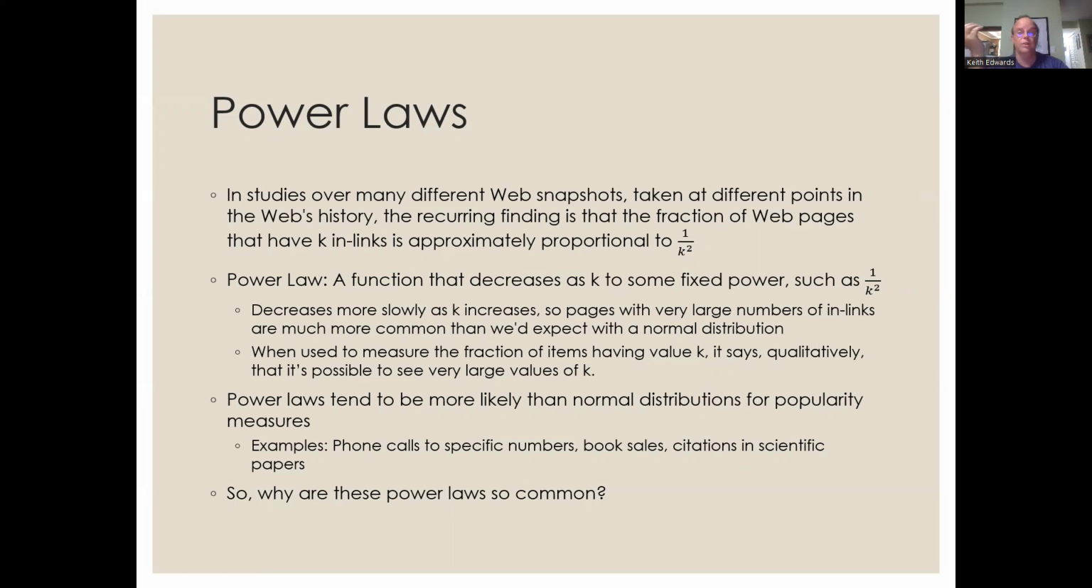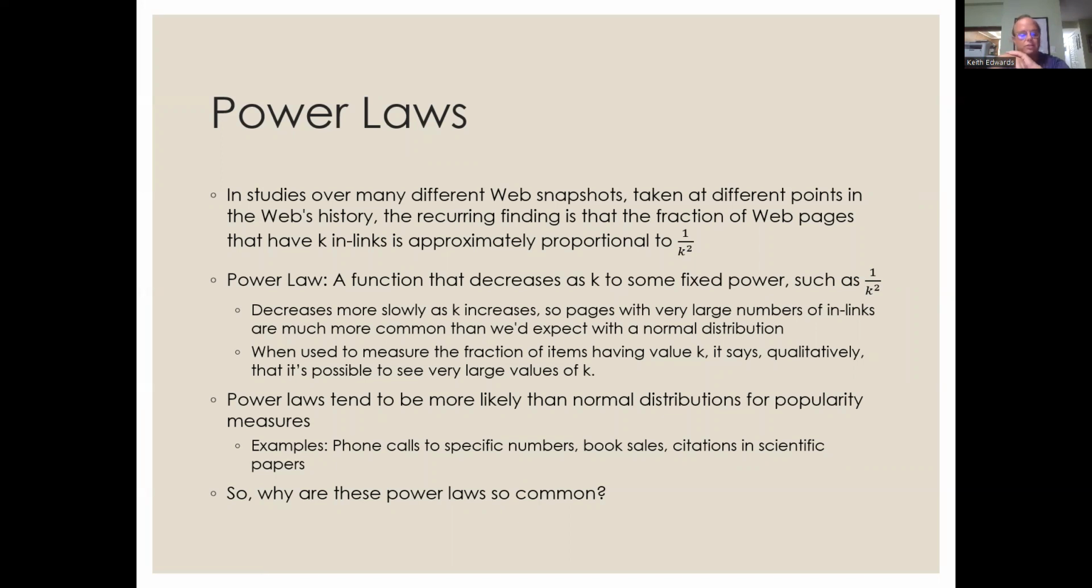So pages with a very large number of inlinks are much more common than we would expect to find with a normal distribution. When used to measure the fractions of items having value k, it says qualitatively that it's possible to see very large values of k. And power laws tend to be more likely than normal distributions for popularity phenomena. Phone calls to specific numbers, book sales, citations in scientific papers. For the record, citations and the telephone calls are 1 over k cubed.